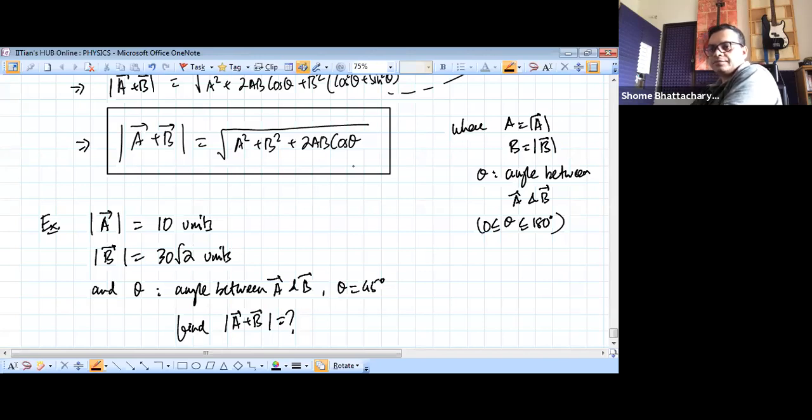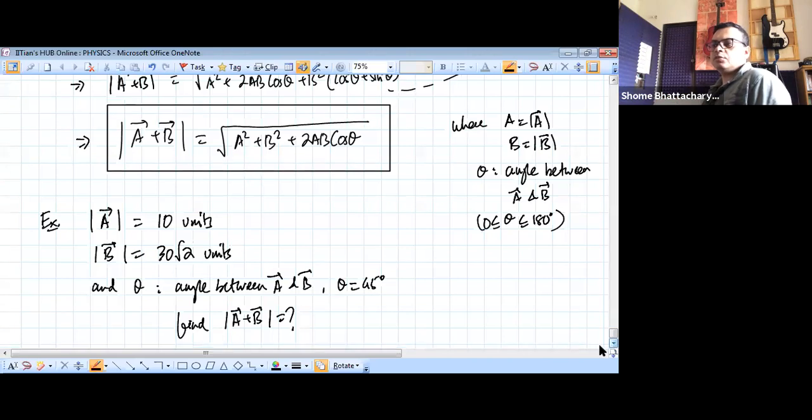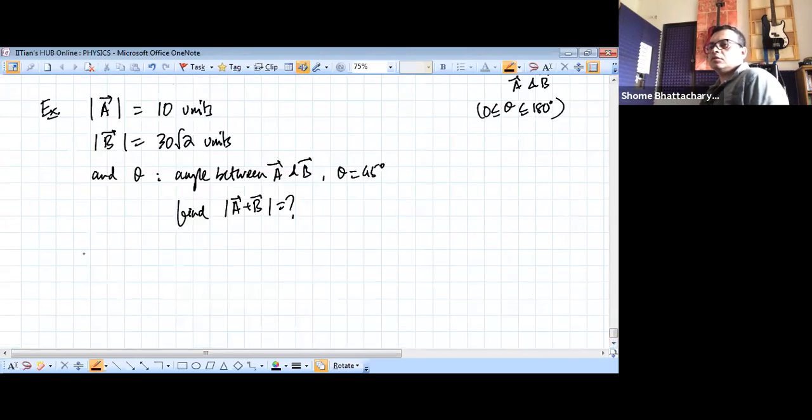Yes, that's correct. Yes, Sagar and Mayank, your answers are correct. So all you have to do here is substitute this in the formula. So magnitude of A plus B, just use this formula. Correct.